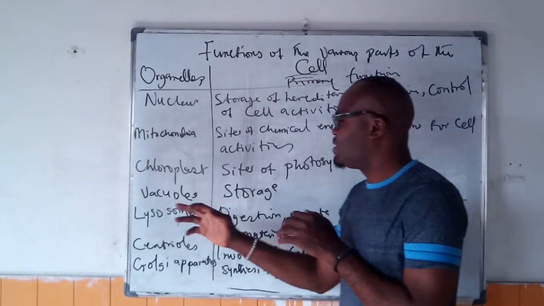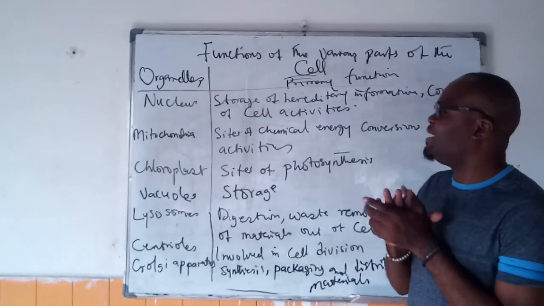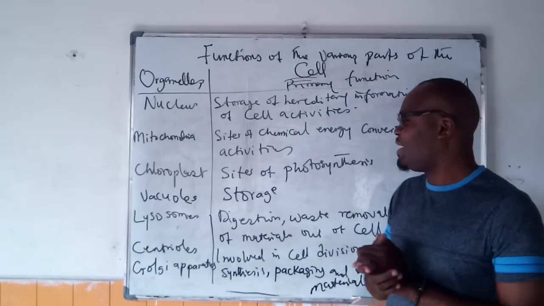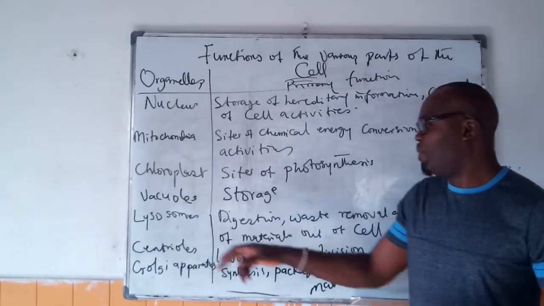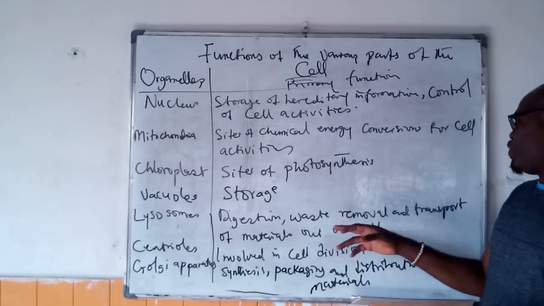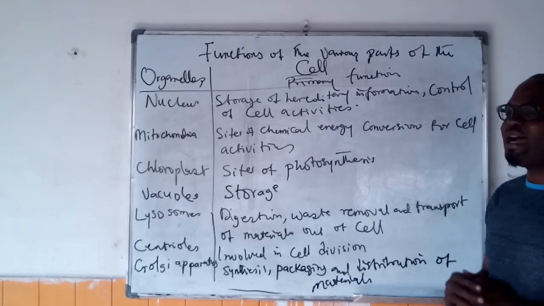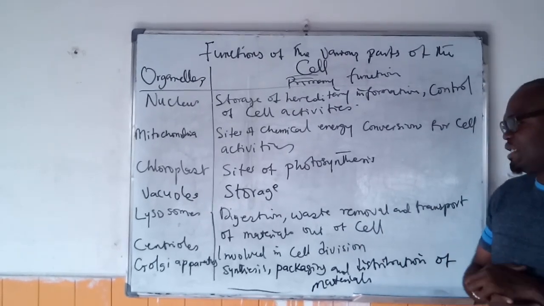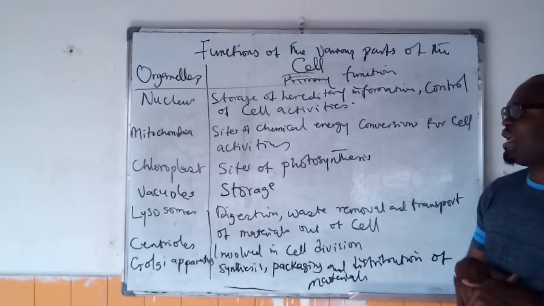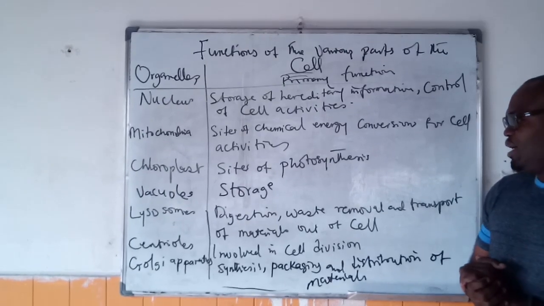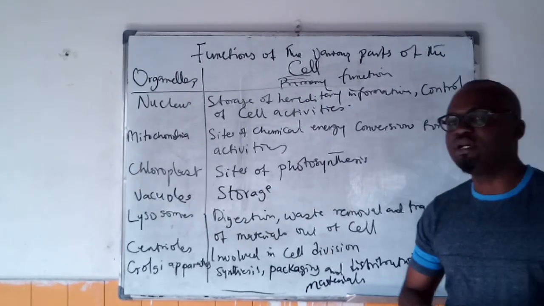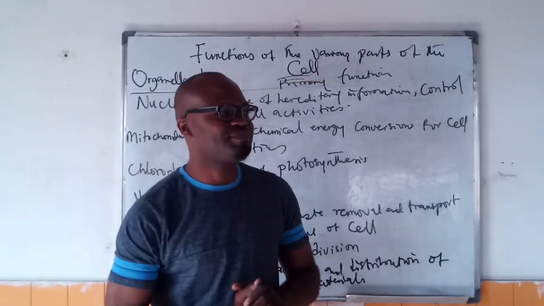Now we have the vacuole, which stores other things apart from the ones that are stored by the nucleus. It also stores water in the cell. We have the lysosomes, which enable waste removal and transport of materials out of the cell. Then we have the centrioles, which are involved in cell division, as well as the Golgi apparatus, which is involved in the synthesis, packaging and distribution of materials in the cells.